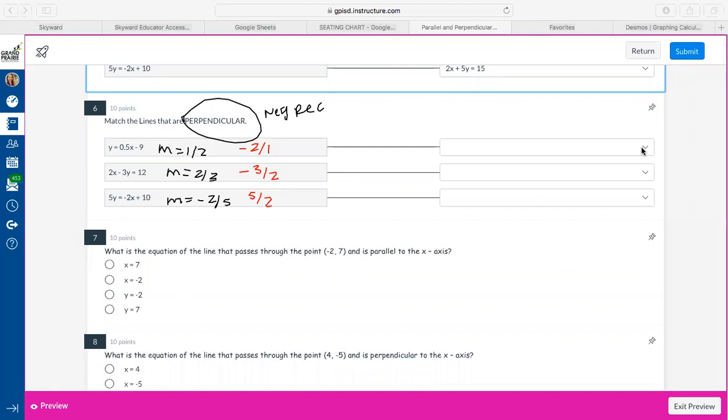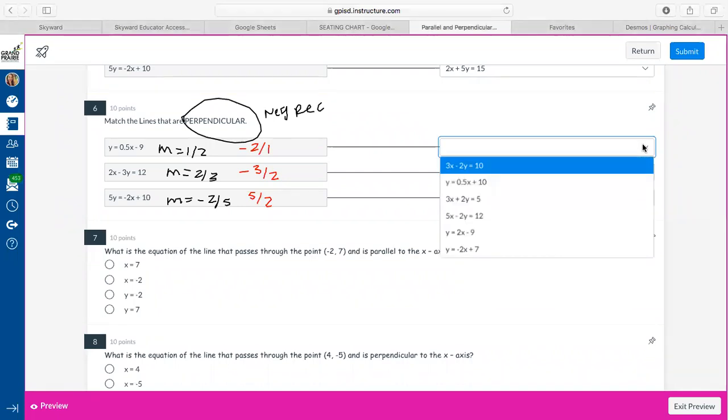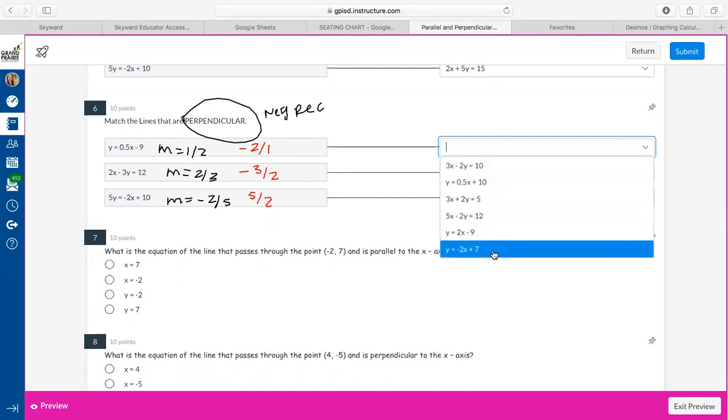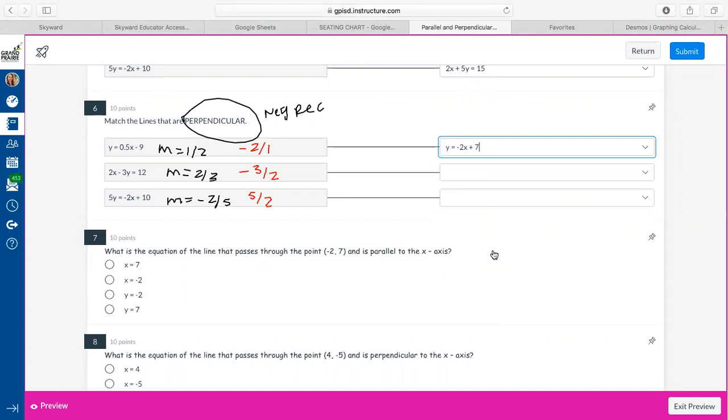The first one, y equals 0.5x plus 10. Wait, what? No, because you're looking for a slope of -2 over 1. So y equals -2x plus 7. So you'd be right if you're talking about the same slope, but we're talking about different slopes.